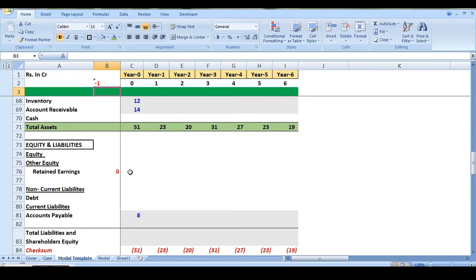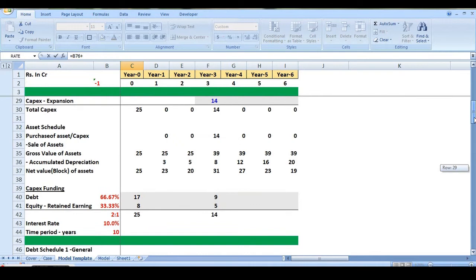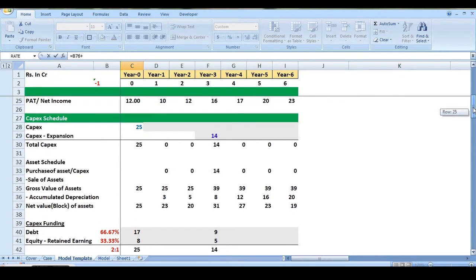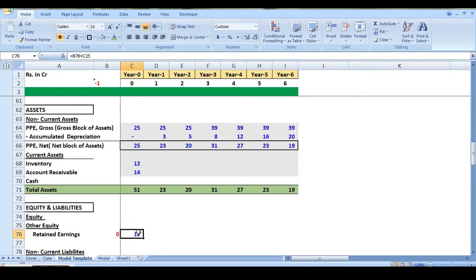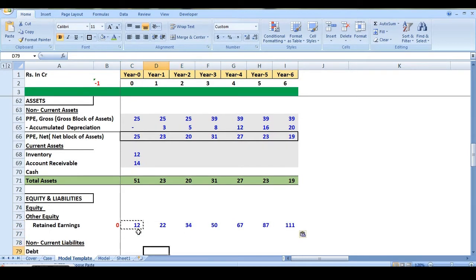and my 0th year retained earnings will be equal to my previous year's retained earnings plus my profit after tax. Now as in this case there are no dividends, we will simply take profit after tax. In case of company financial modeling, we have to deduct the dividend and the rest of the money goes to retained earnings. Now here we will drag it further for all the 6 years and we get the values of retained earnings.